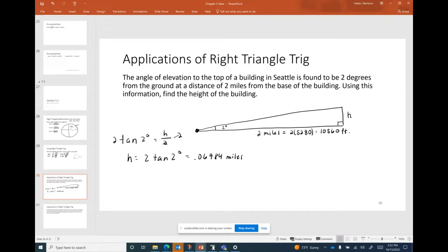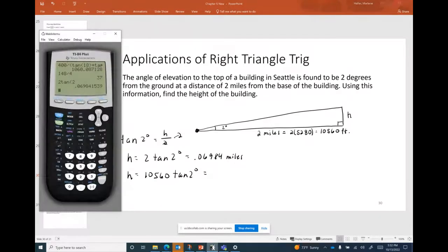10,560 feet. All right, let's run this calculation with feet. So instead of 2, we're going to use the feet: 10,560 times the tangent of 2 degrees. And this will tell me how tall that building is in feet. 10,560 times the tangent of 2. There it is. 368.8, we'll say.